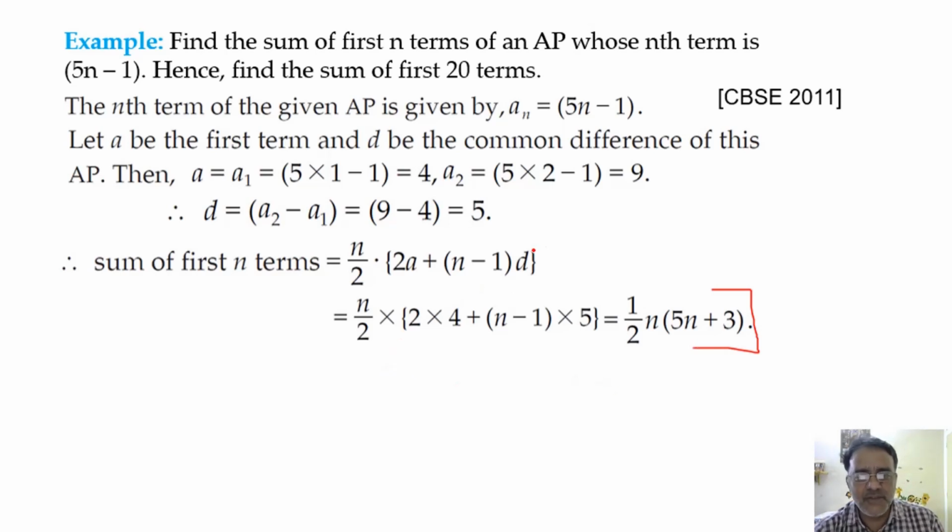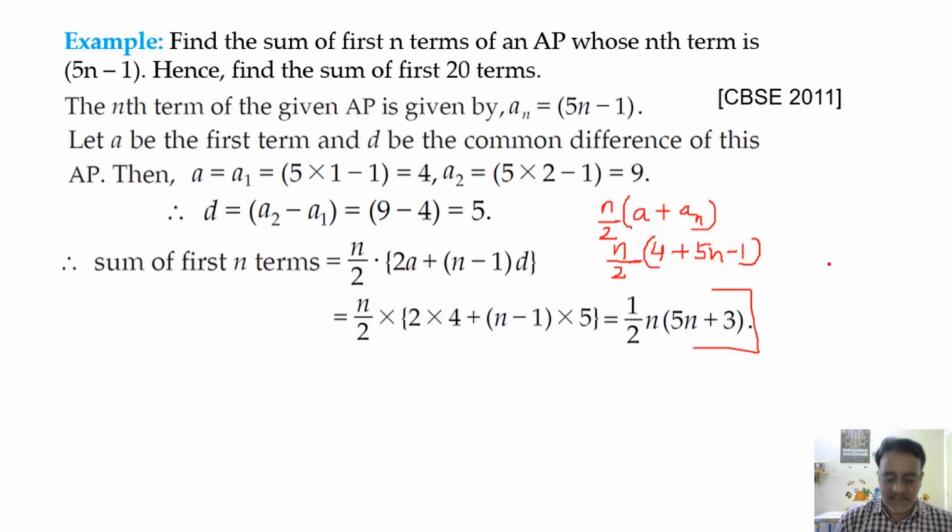Now you can use the second formula also. See, how will you use the second formula? n by 2 into a plus an. An is already given in the question. What is given? 5n minus 1. So the first term is 4 and this is 5n minus 1. I think this will get the answer faster. Right? Yes, sir. Did you get 5n plus 3?